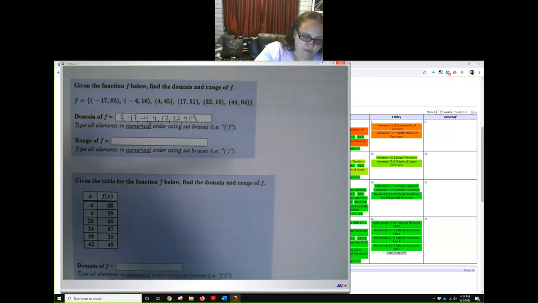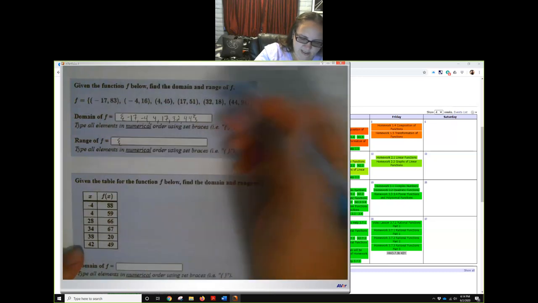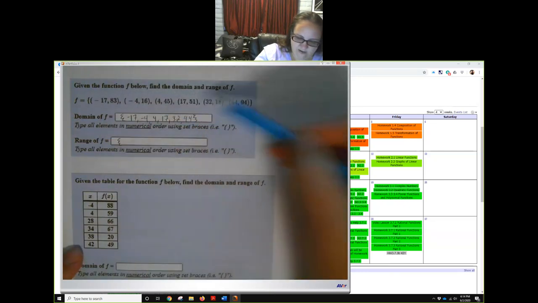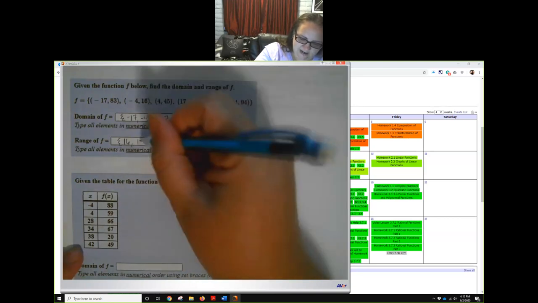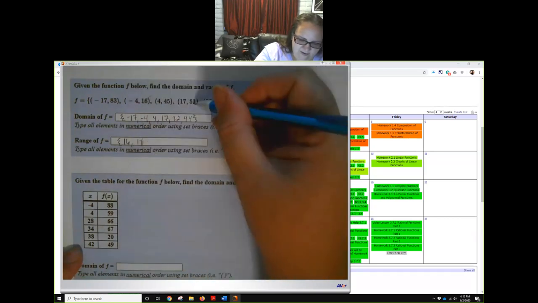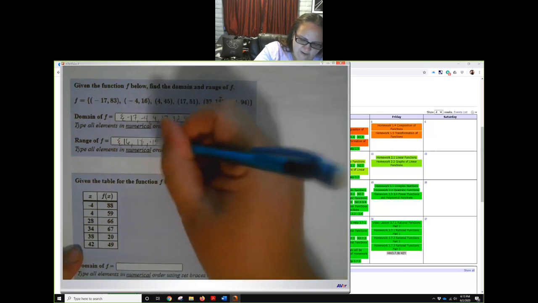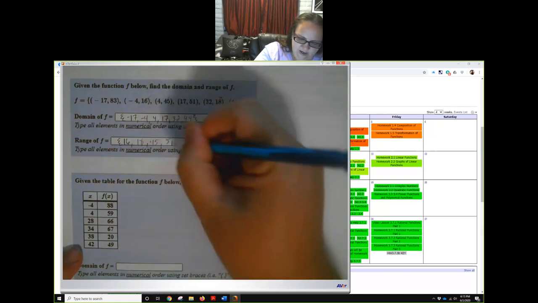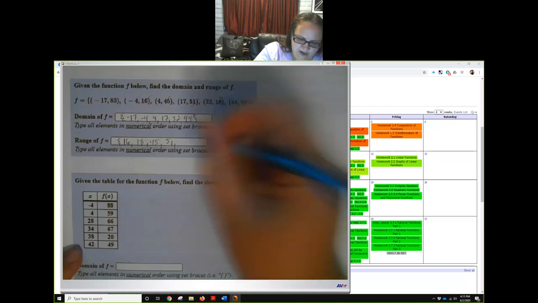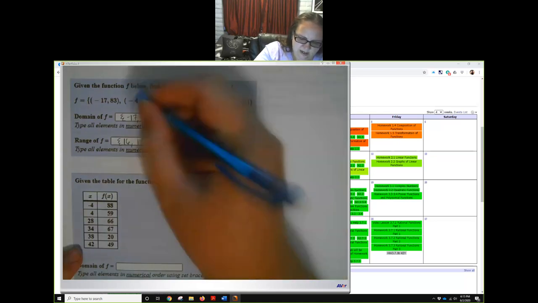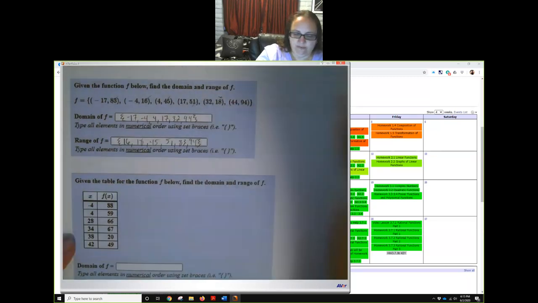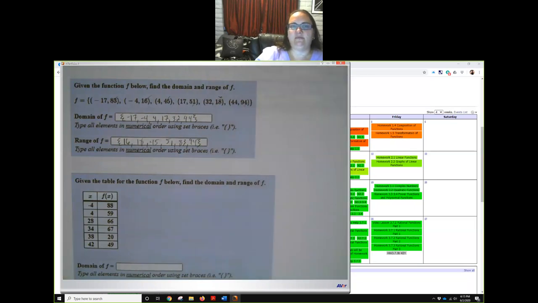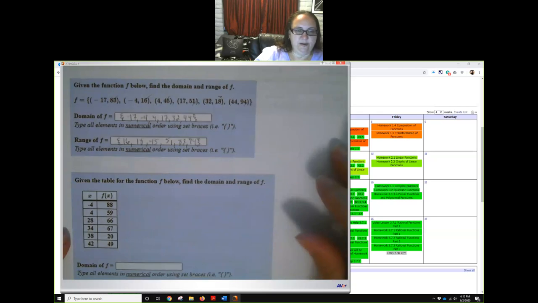So then for the range, it looks like my smallest range value is 16, then 18, then 45, then 51, 83, 94. I just crossed them off like that so that I knew I used them. Otherwise, I would forget one or skip one. Okay.